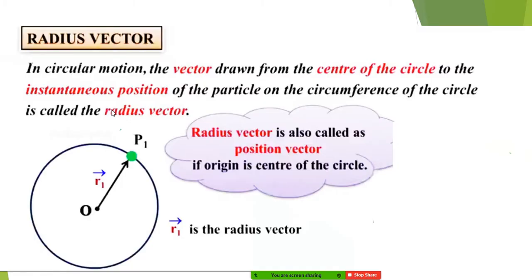So what is the definition of radius vector? In circular motion, the vector drawn from the center of the circle to the instantaneous position, representing the small change in position of a particle on the circumference of the circle, is called the radius vector. I hope this is clear. Now the radius vector is also called the position vector. Why do we call it the position vector? Because this radius vector represents the position of the object. Clear this part? Okay. Here R1 represents the radius vector or position vector.